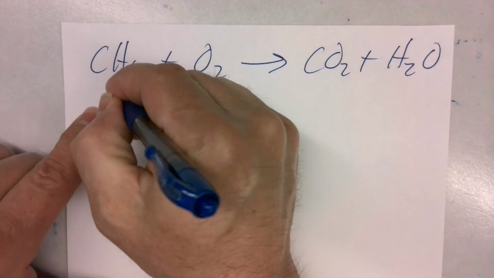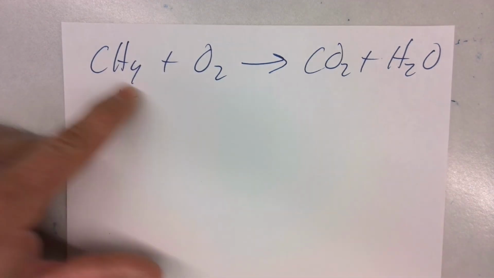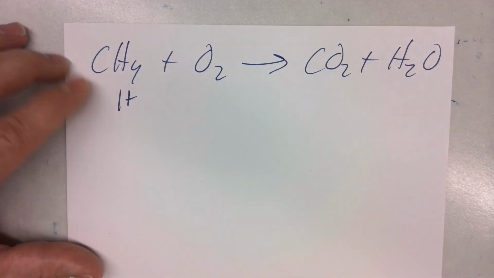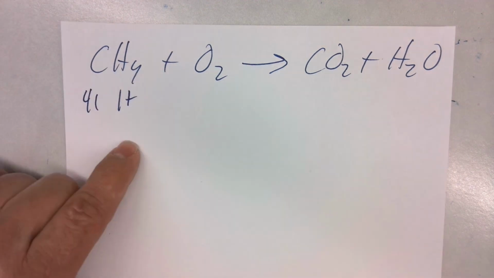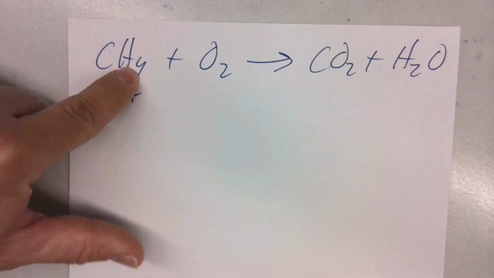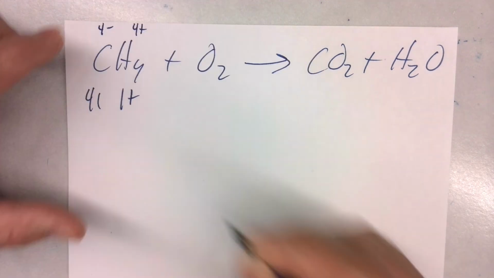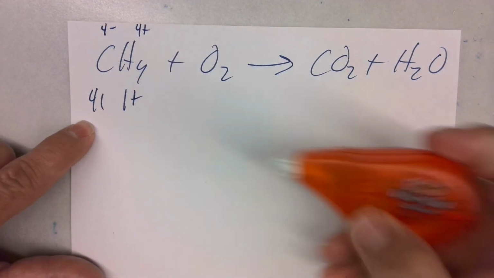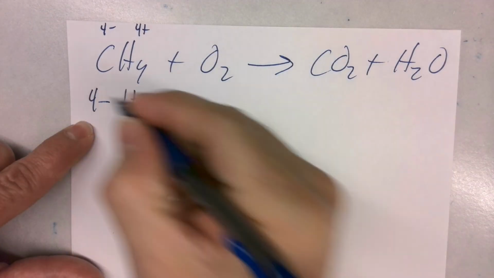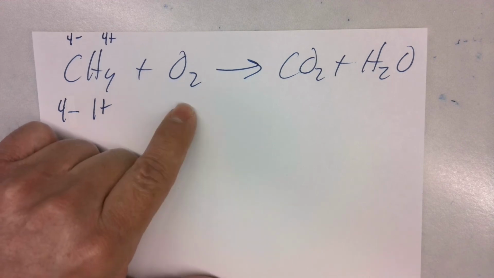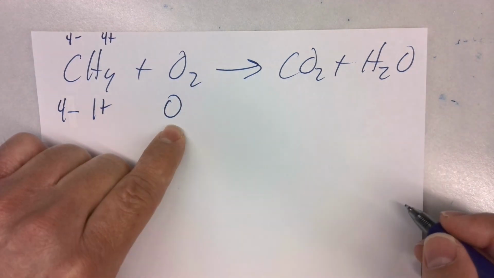1 positive. 1 positive, right? There's 4 of them, which means that carbon has to be a what? 4 negative, right? Because that 1 times that 4 made a 4 positive, so carbon has to match with a 4 negative. What about my O2 here? O2 is elemental, with a 0, right?